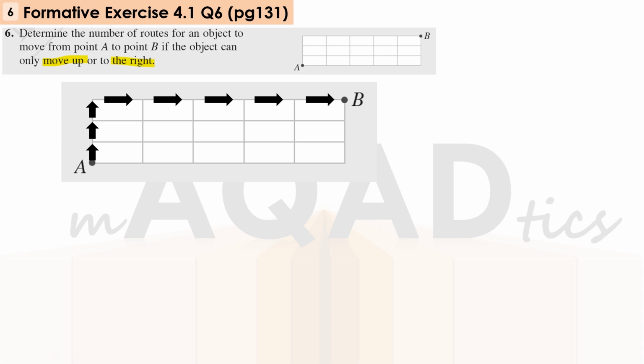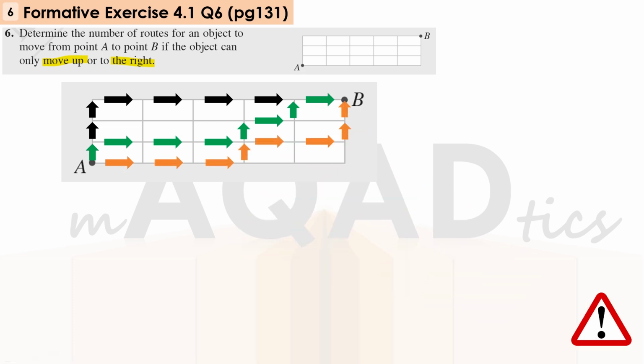Another scenario would be the arrows in green. Okay, so let's say I go up, to the right, right, right, up, right, up, right. And another scenario which is in orange. So all these scenarios all reach point B. But the question is, how do we find the total number of ways to go from A to B?